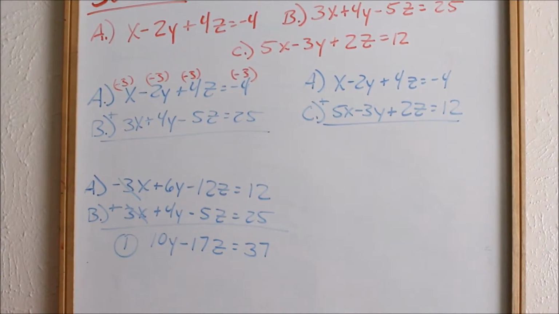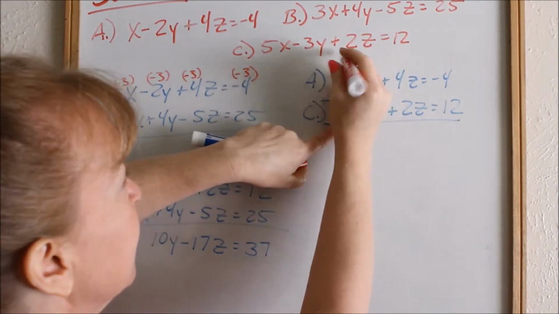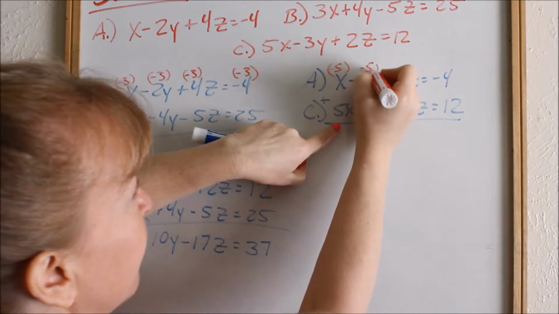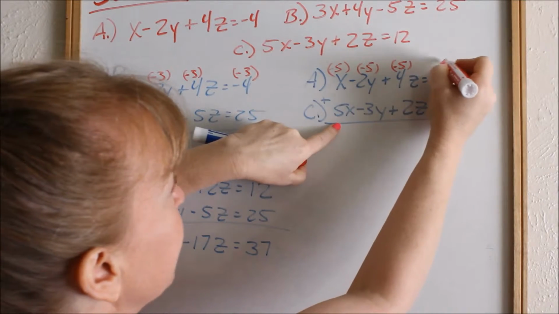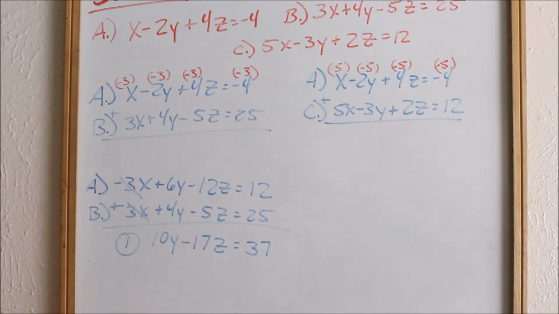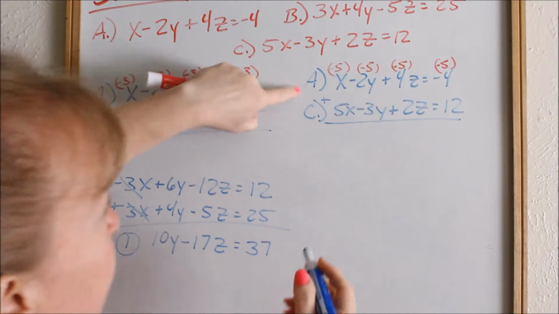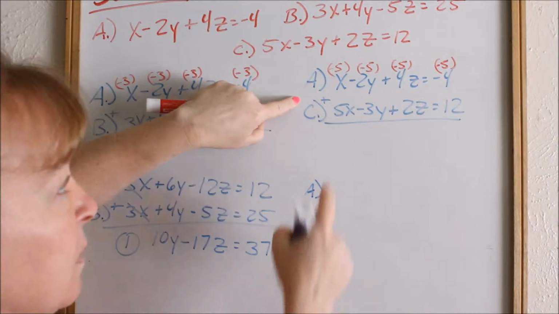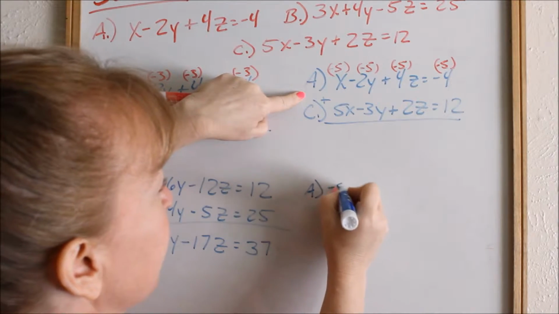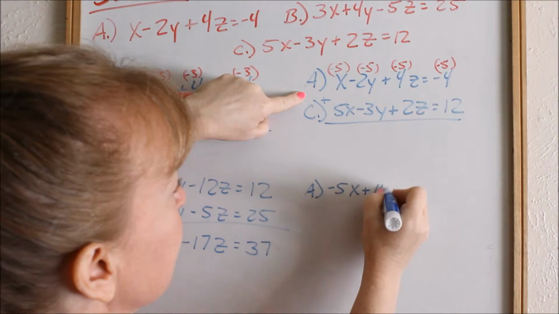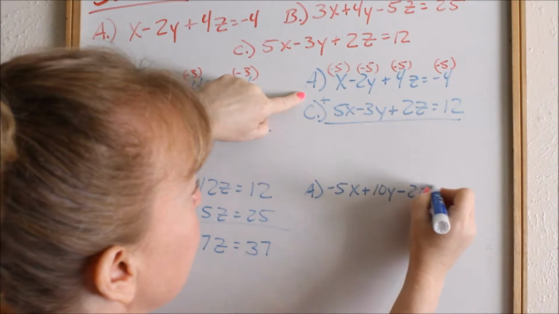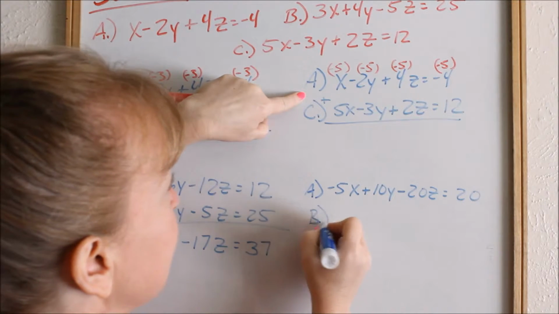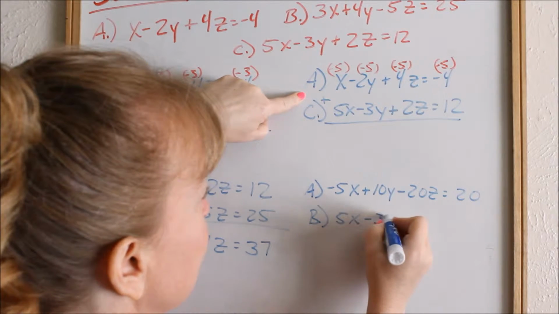How do I eliminate X? Well, this is a positive 5x, so I have to multiply this by a negative 5. If I do a negative 5 to that, I have to do a negative 5 to everything. Okay, so now I'm going to rewrite these equations. These problems are just a matter of keeping up with your steps. So my new equation for A is negative 5x plus 10y minus 20z equals positive 20. Keep up with your signs. I didn't do anything to equation B, so I can just rewrite that.